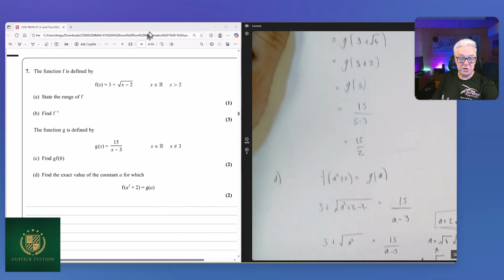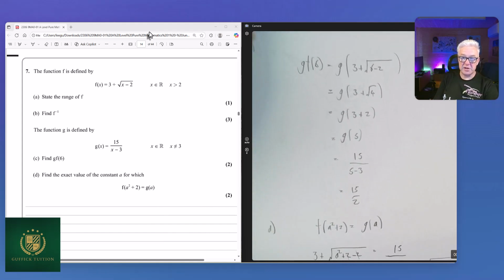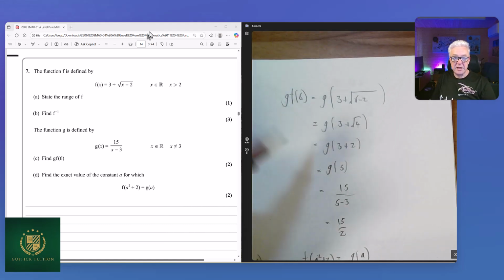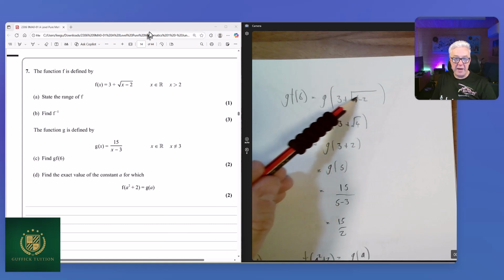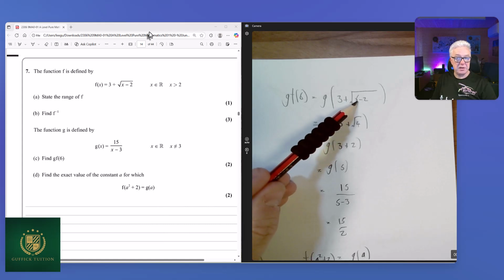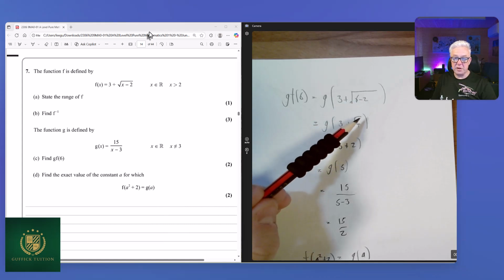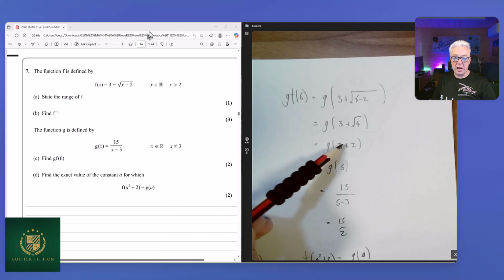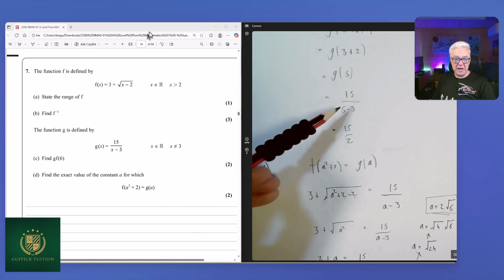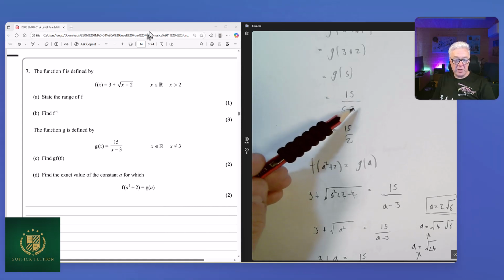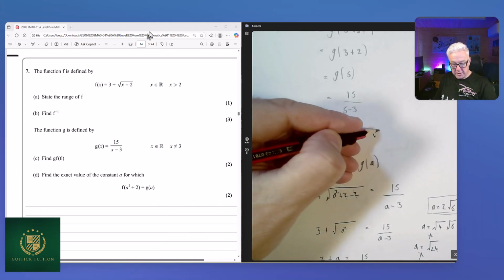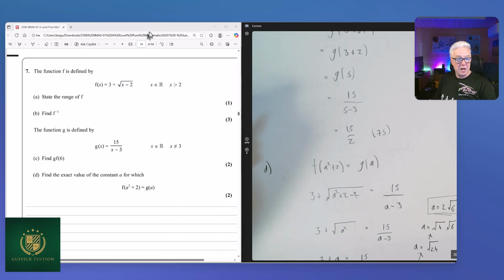Okay, part C, it says g of x is defined by 15 over x minus 3. Find out g of f of 6. So g of f of 6 is going to be, I've written down g, and in here I've put f of x, but the x has been replaced by 6. So when the x is replaced by 6, we have 6 minus 2 is 4, root 4 is 2, 2 add 3 is 5, so therefore we've got to work out g of 5. So g of 5 is going to be 15 over 5 minus 3, because x is 5. And 5 minus 3 is 2, so 15 over 2, or you could write 7.5, whichever you prefer. Okay, so that's part C done.